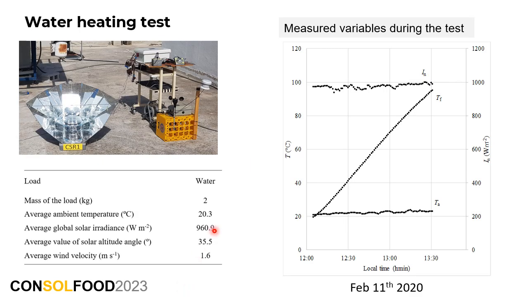Let us take a test of a funnel solar cooker as an example. This test took place on February 11th, 2020. On the left, there is a picture of the test and a table with the relevant parameters of the test. On the right, there is a plot showing the irradiation, the ambient temperature, and the water temperature that is increasing during the test. The water temperature starts around 20 degrees Celsius and finishes almost at 100.